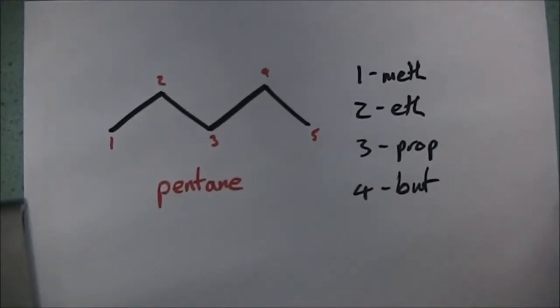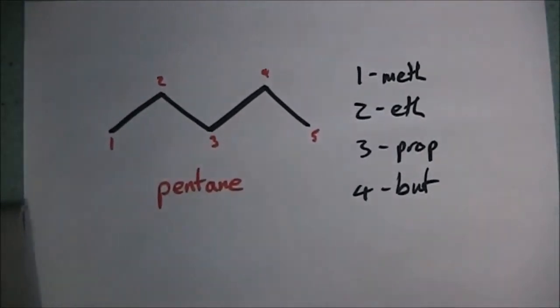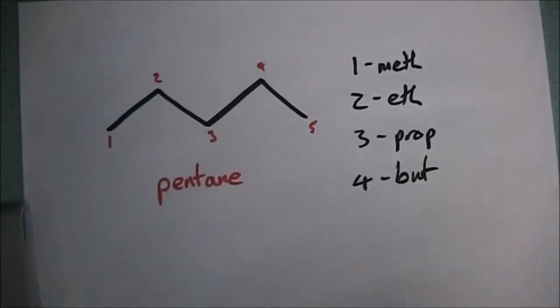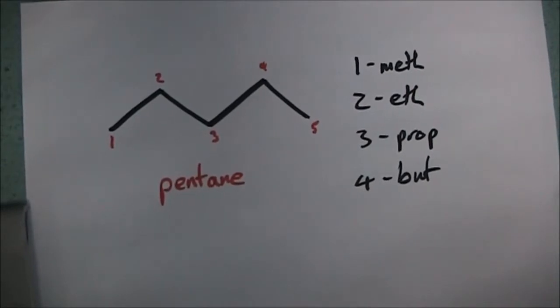So hept would be 7, oct would be 8, non would be 9, dec would be 10, and if I look at my IUPAC book, there's a table there of all the prefixes, which goes up to 9,000. Yes, they have a name for something with 9,000 carbon atoms in. It's a system which is very easy to learn, but you do have to just go away and learn it.